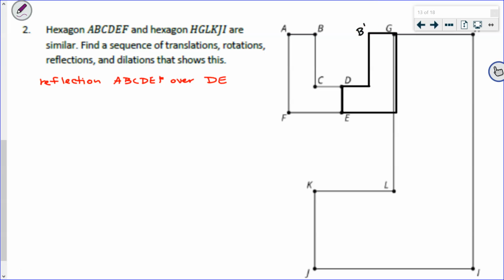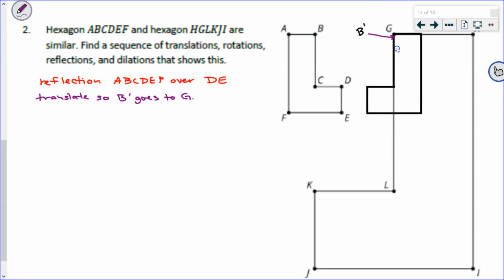But now what I need is for B prime to line up with G. And I can't describe how that is. I don't know if it's 1 unit left or whatever, but I'm just going to say translate B prime to G. And now I know exactly what that's supposed to be, no matter how you did your reflection to begin with. Maybe you reflected it over a different line, but now I just know that the translation has to get that B prime over to G. And then when I do that, now it looks like this.